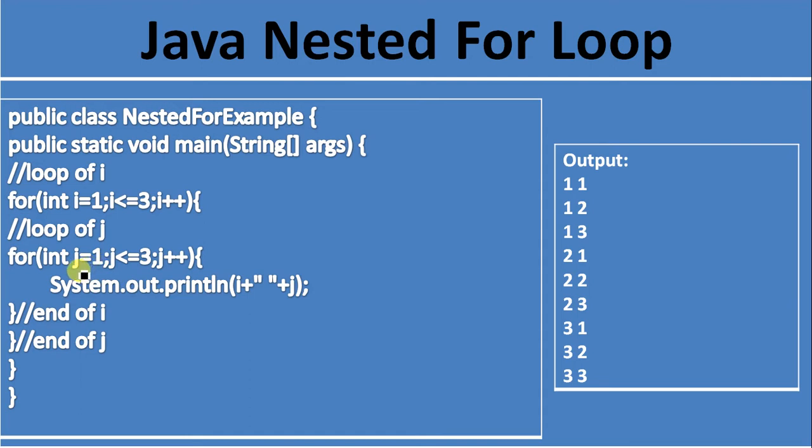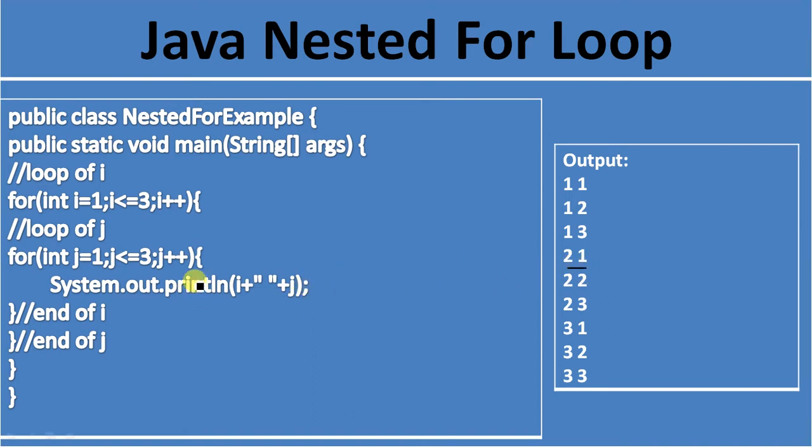Again this initialization happens: j equal to 1. 1 less than equal to 3, the condition is true. Then print the value of i and j. Here the j value is 1. Because the control has come out from the inner loop, the j value is initialized again for i equal to 2. So at this moment the value of i is 2 and the value of j is 1, so the output will be 2 and 1.